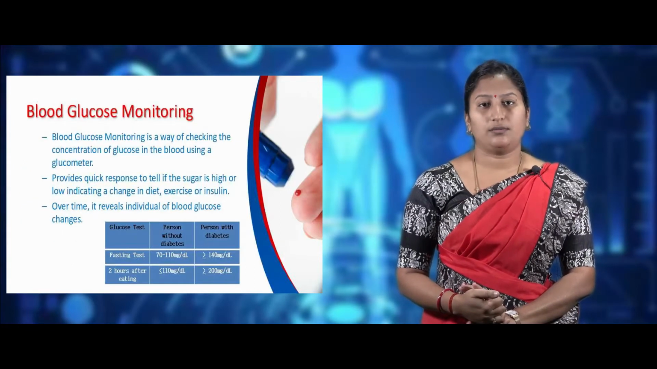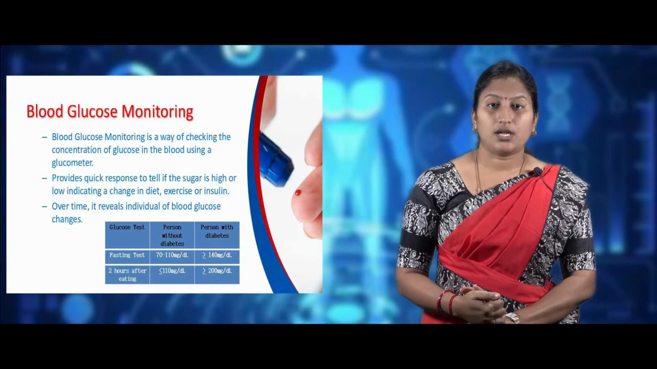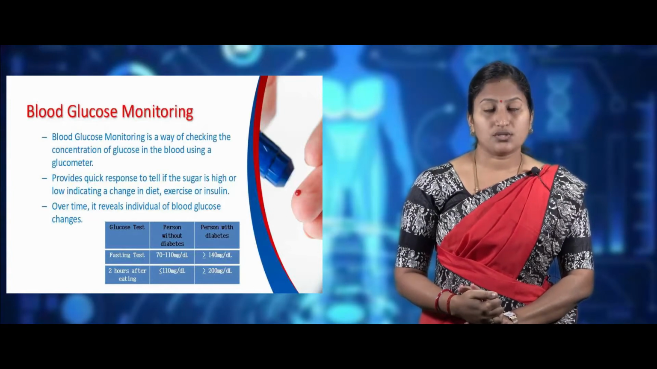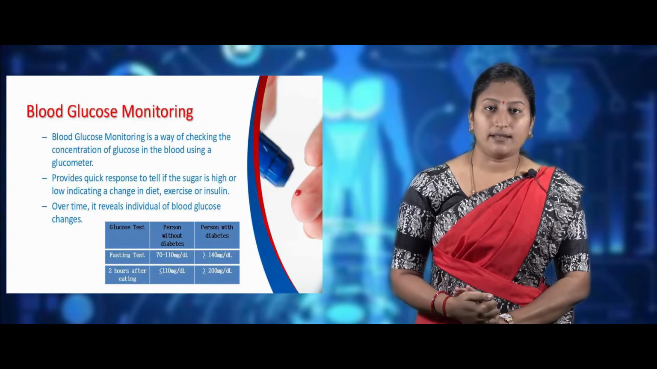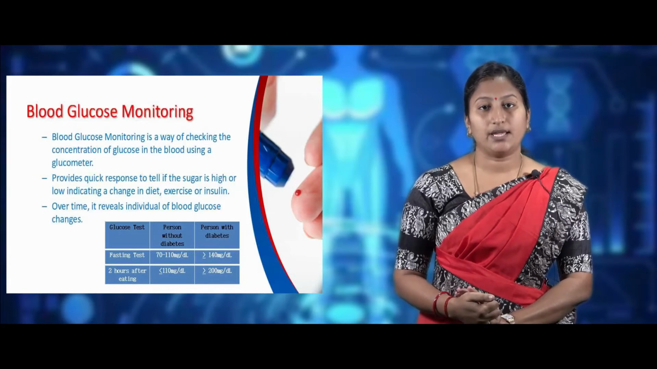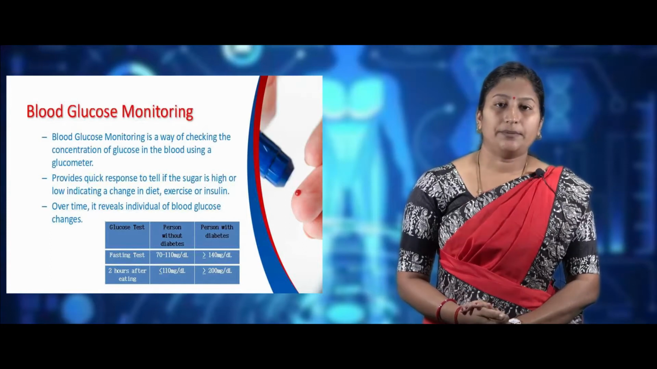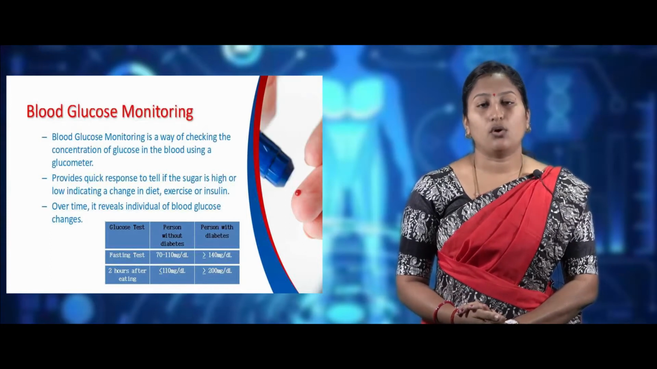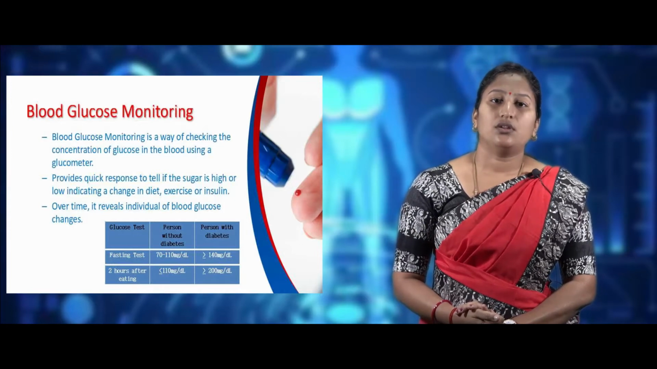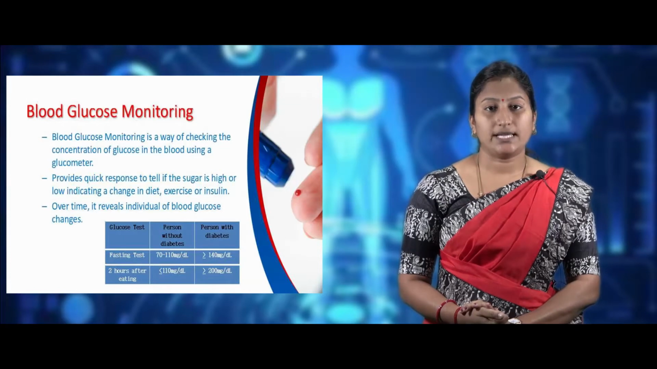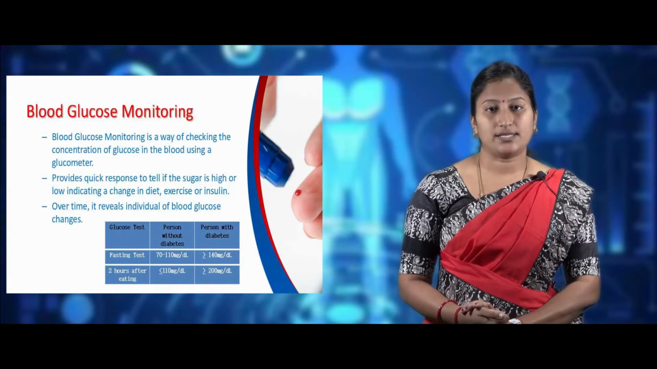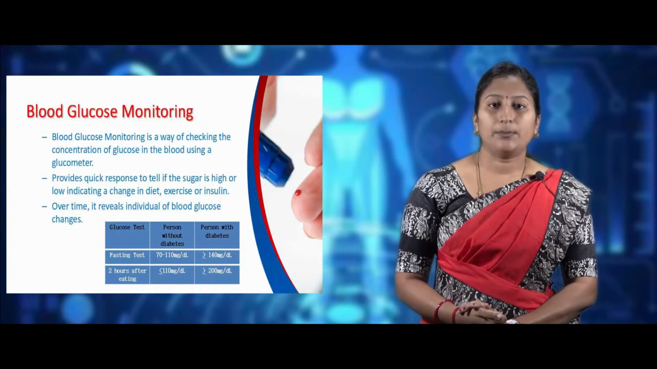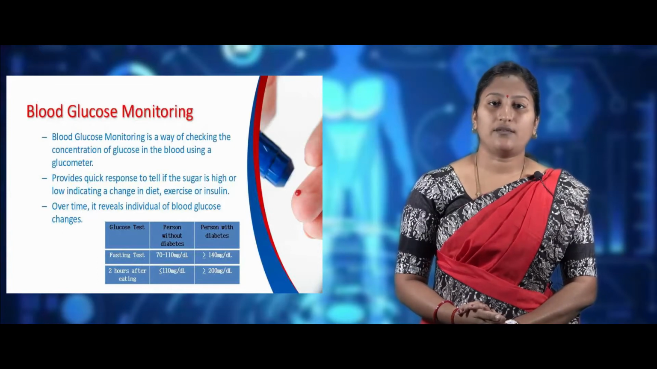Blood glucose monitoring. Blood glucose monitoring is a way of checking the concentration of glucose in the blood using a glucometer. It provides a quick response to tell whether sugar is low or high, indicating the effects of changes in diet, exercise or insulin. Over time, it reveals to the individual the pattern of blood glucose changes. The normal range of blood glucose lies between 70 to 110 mg per dl for fasting and less than 110 mg per dl 2 hours after eating.